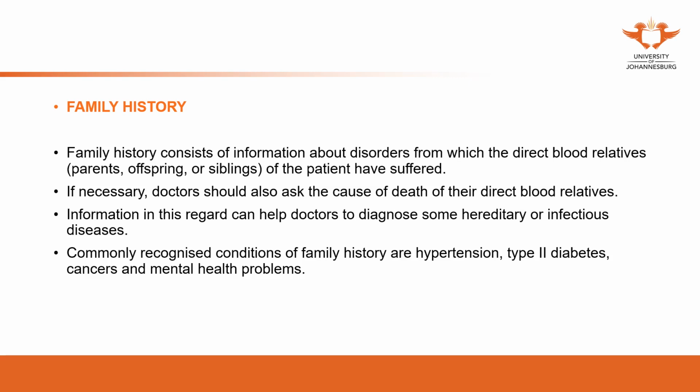And the last one is the family history. Family history consists of information about disorders from which the direct blood relatives of the patient have suffered. The direct blood relatives refers to parents, offspring, siblings.